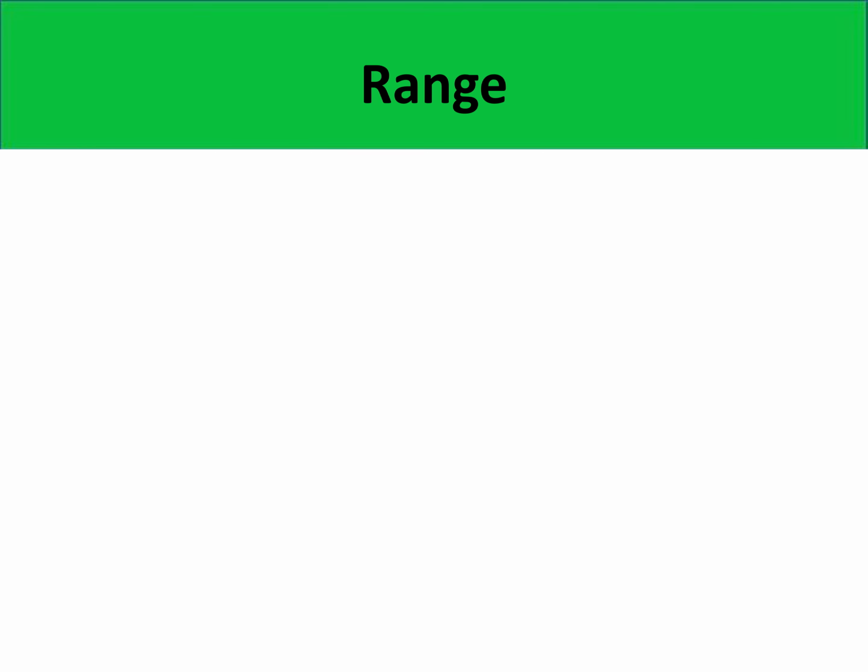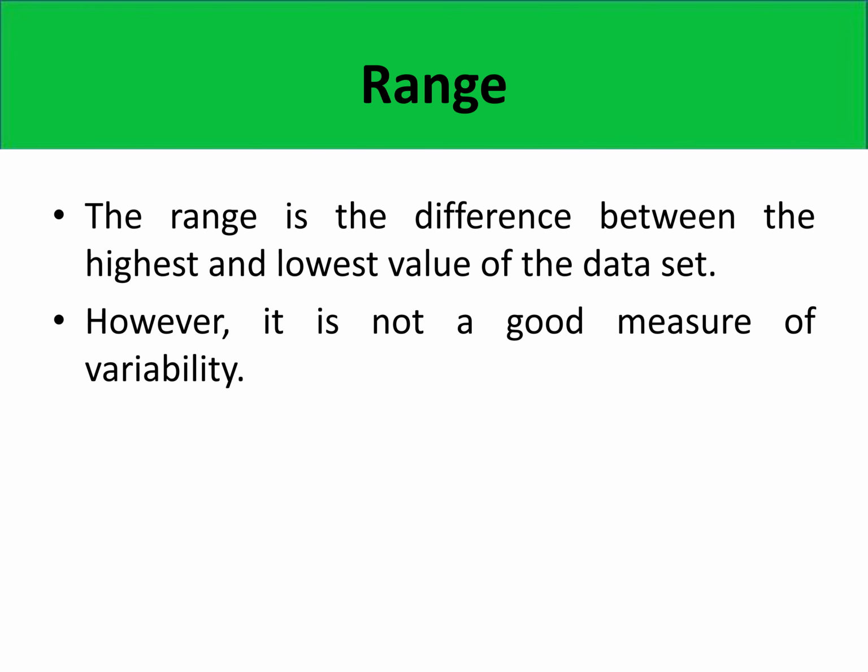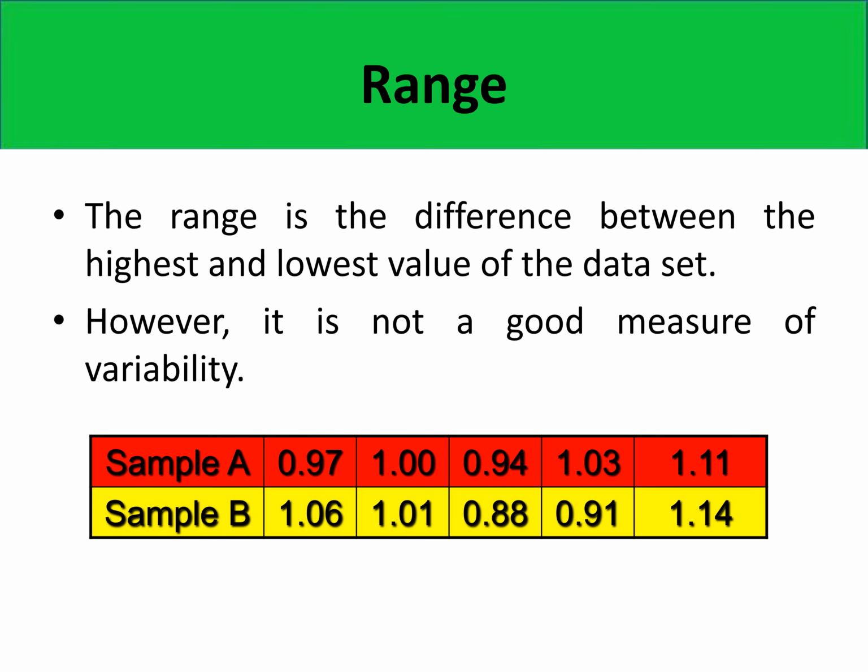The first measure of variation is the range. The range is the difference between the highest and the lowest value in the dataset. Let us have an illustration for the range. Consider again the values for companies A and B in our example from the previous slide. Let us compute the range for each of the datasets.